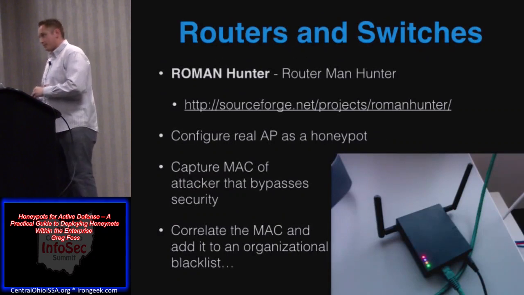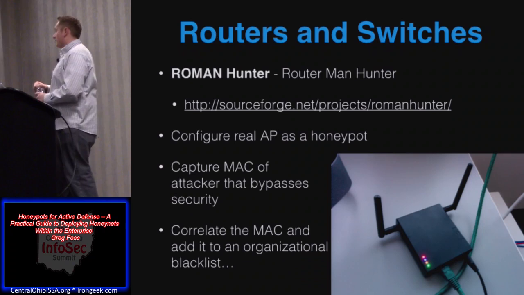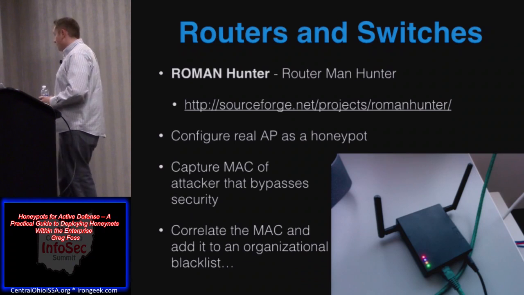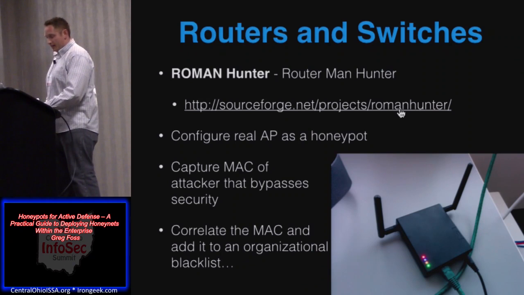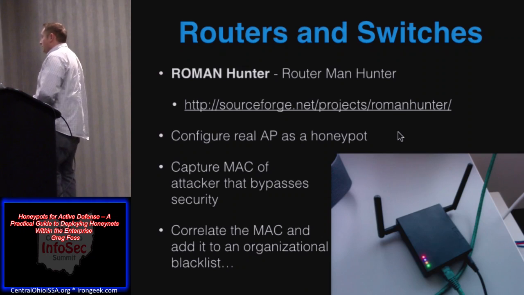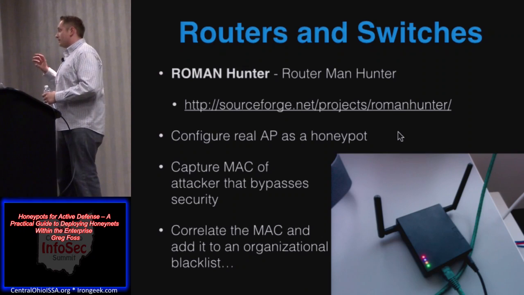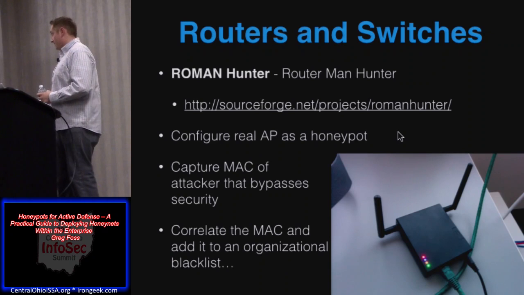Routers and switches. So this is one of the high interaction honeypots that you can run. This is called the Roman Hunter, or Router Manhunter. And essentially, you can download it right here. But basically what it is, you set up an access point, and you configure it to act as a honeypot. So this device will actually sit there, and it's a real router that people can really connect to and really access resources from. But that's only if you give it internet access.